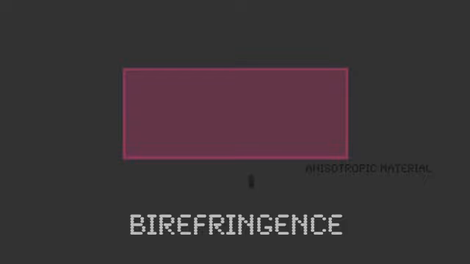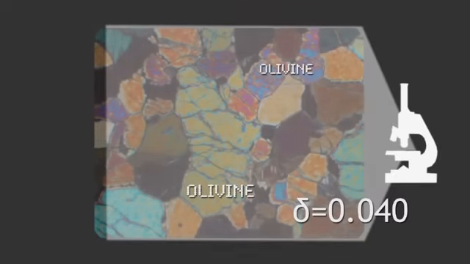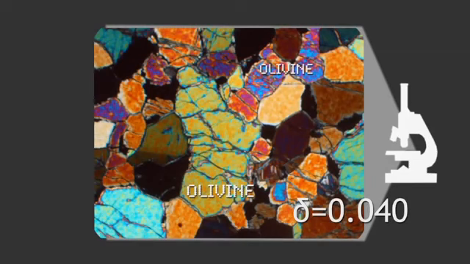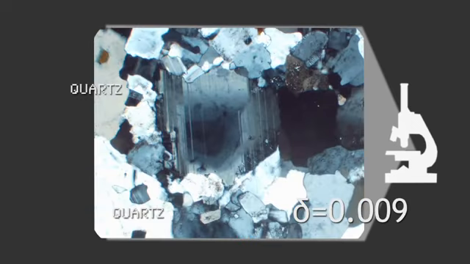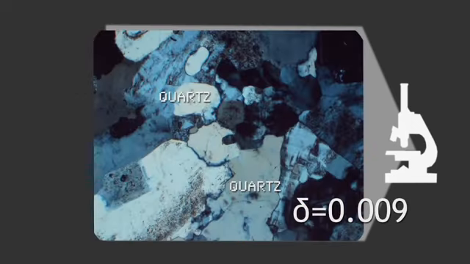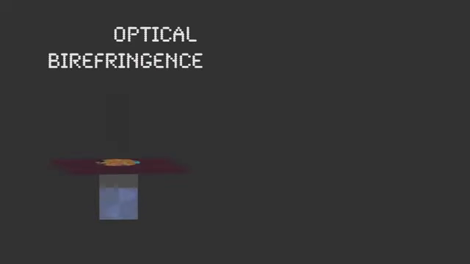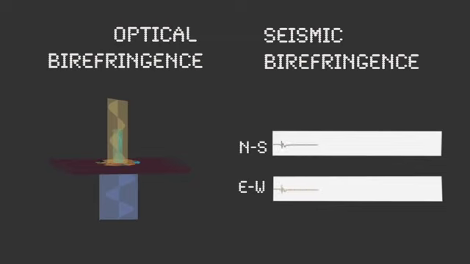Birefringence is the splitting of a single ray of light into two rays when it travels through an anisotropic material. Birefringence is a diagnostic property. The mineral olivine has high birefringence, so its mineral grains display brilliant colors, while quartz produces first-order grays because it has low birefringence. Optical birefringence refers to the splitting of light waves, and as we will explore further on, seismic birefringence refers to the splitting of seismic waves.